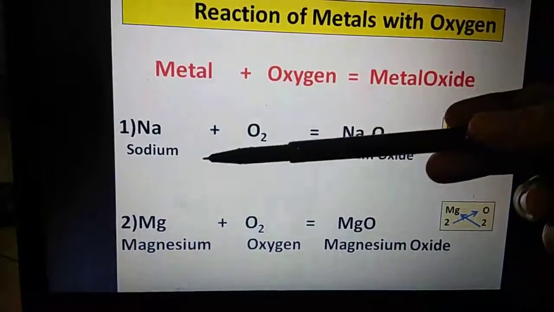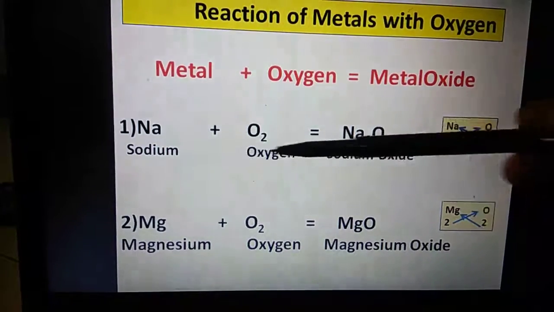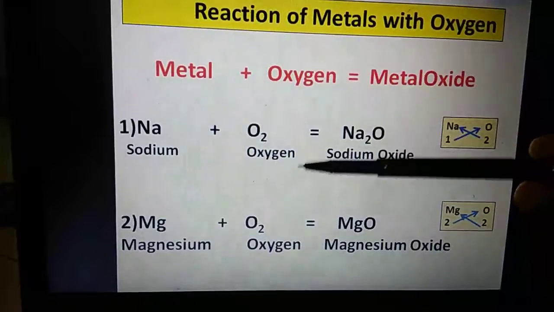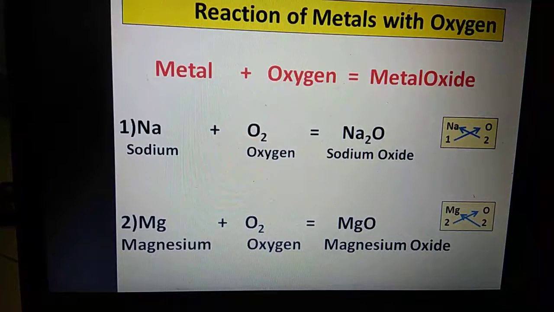Sodium's symbol is Na, so I write the metal's name as Na, plus oxygen gas. Oxygen gas is O2, is equal to... now children, to write the formula, I know this basic reaction. So metal and oxygen give me metal oxide. So how do I write the formula of the metal oxide? Here you can see there is sodium and oxygen written. When these two react, they will form a compound.